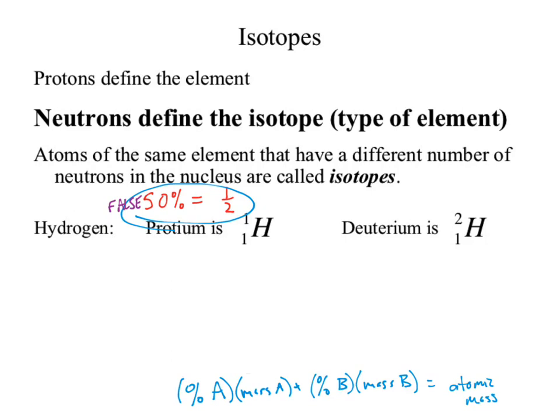I'll kind of accept that. What's our weighted average? 1.01. Meaning that number is closer to what? Protium or deuterium? Protium, which means a larger percentage of protium. How much? You guys ready to test me on this? 99% of hydrogen is protium. 1% is deuterium.